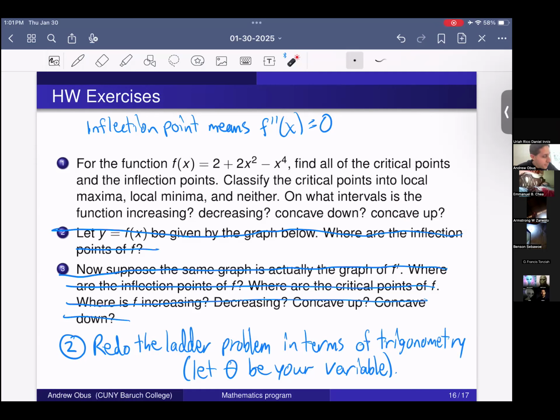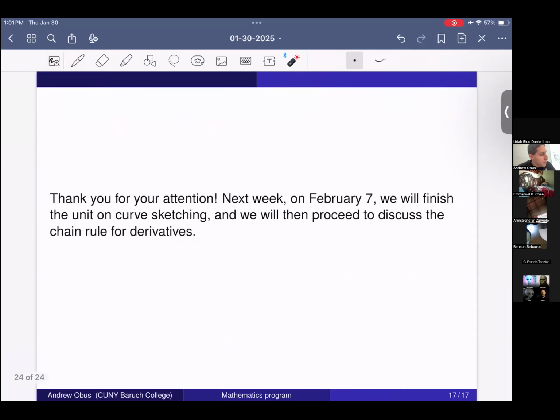Okay, so we mostly did optimization today, but we did a little introduction to what are the meanings visually of the first and second derivatives. Okay, so next week, February 7th, it's not February 7th, sorry, it's February 6th next week. We will finish the unit on curve sketching, and then we'll also proceed to discuss the chain rule for derivatives. So that'll be a little bit more computational after we finish the graphical stuff.